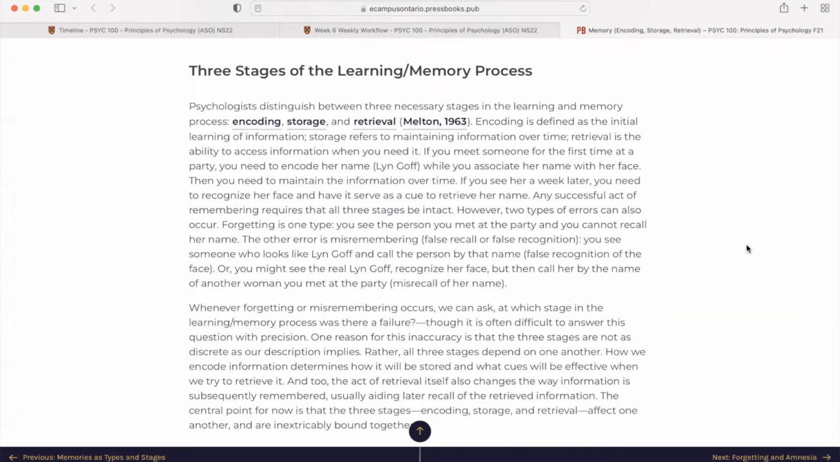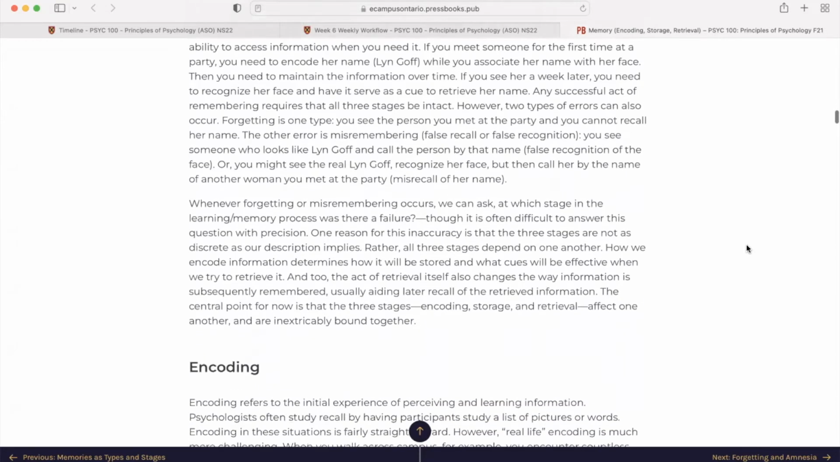However, 2 types of errors can also occur. Forgetting is one type. You see the person you met at the party and cannot recall her name. The other is misremembering, false recall or false recognition. You see somebody who looks like her and call the person by that name. False recognition of the face. Or you might see the real person, recognize her face, but then call her by the name of another woman you met at a party. Misrecall of her name.